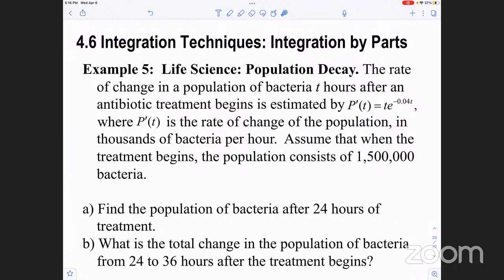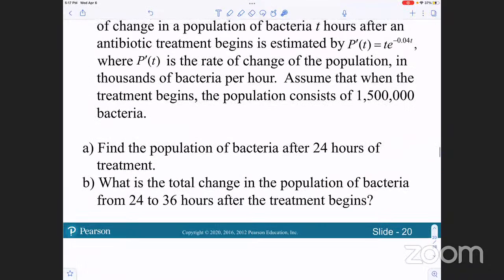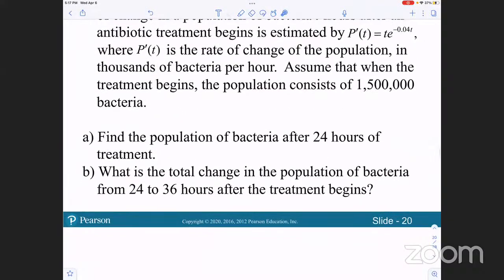So let's find the population of bacteria after 24 hours. Let's just integrate, right? We take that, find the integral, and then evaluate it when t is 24. And then for the 24 to 36, it's the definite integral as t changes from 24 to 36, right? So let's try that and see if it works, because that's the sense that I'm getting, right? So let's start here.